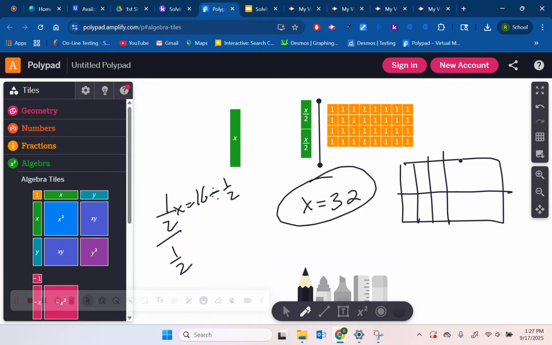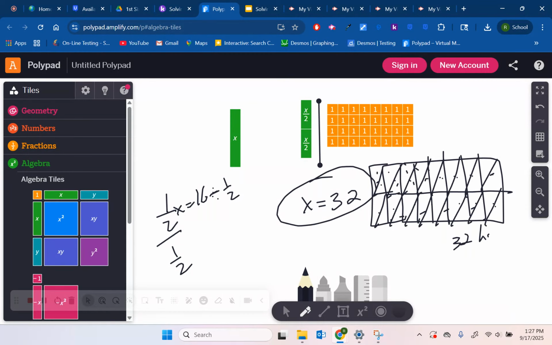1, 2, 3, 4, 5. 1, 2, 3, 4, 5, 6. That's going to be 12, 14. This is 16. 1, 2, 3, 4, 5, 6, 7, 8, 9, 10, 11, 12, 13, 14, 15, 16. Cut into halves. And so I cut all these guys in half. Cut them in half, into halves. That gives me 1, 2, 3, 4, 5, 6, 7, 32 halves. That's a symbolic representation.